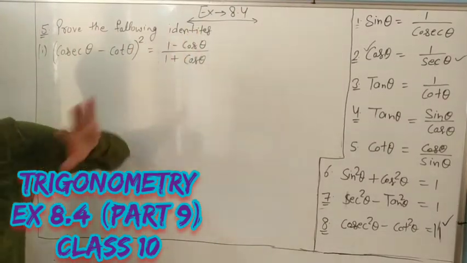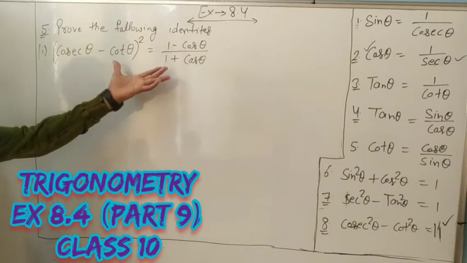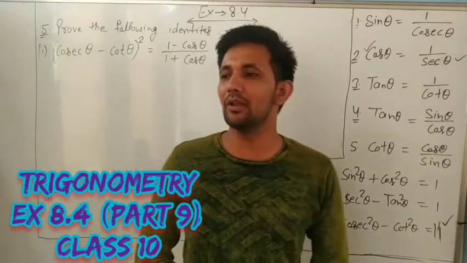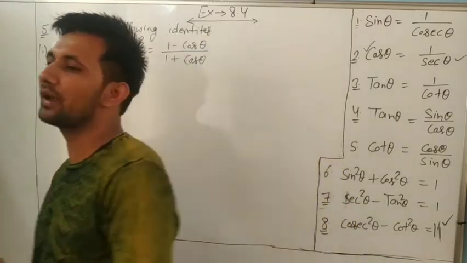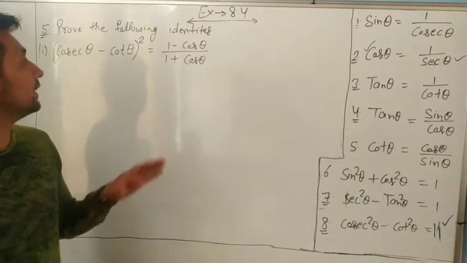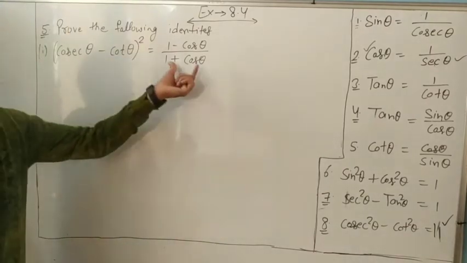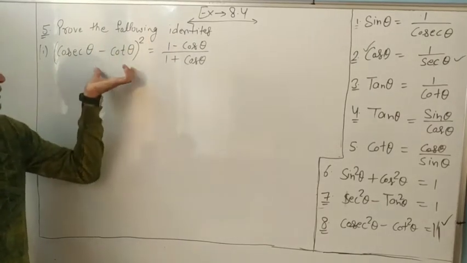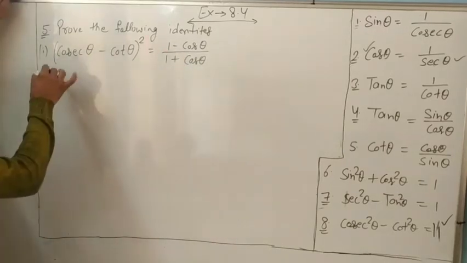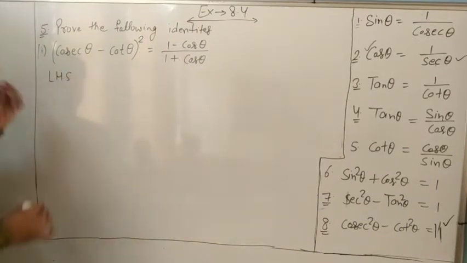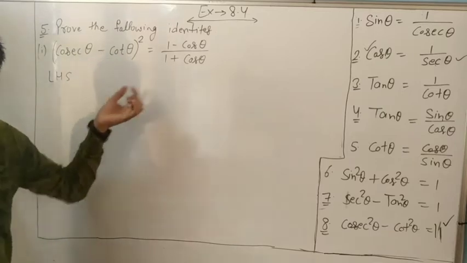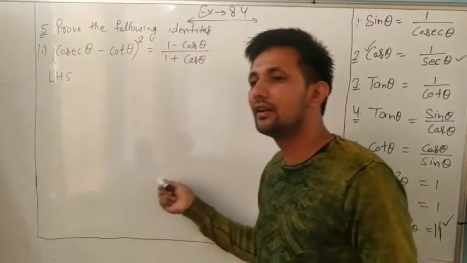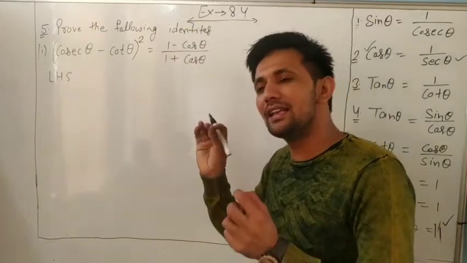Prove the following identities. What is an identity, dear? I told you that an identity means it is satisfied for all values. So we have to prove that this one equals this one. In such a case, whenever we want to prove that this equals that, what will we do? We will take either one side, either the left hand side or the right hand side. If we take the left hand side, we will convert it into the right hand side. You can take any side, dear.